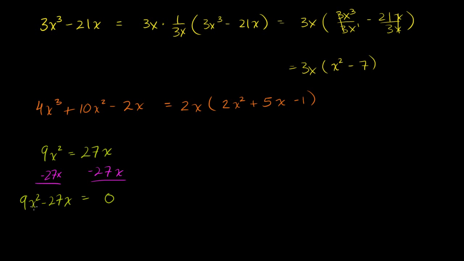And now over here, we can see that both of these terms are divisible by 9x, right? 27 is divisible by 9, so is 9. And they're both divisible by x. So let's factor out a 9x. So 9x squared divided by 9x is just an x. And then negative 27x divided by 9x, that's negative 27 over 9, which is negative 3, and then the x divided by x is just a 1. So this is 9x times x minus 3. You can multiply it out to verify that these are the same thing, and this is going to be equal to 0.